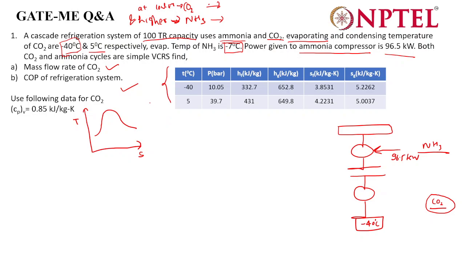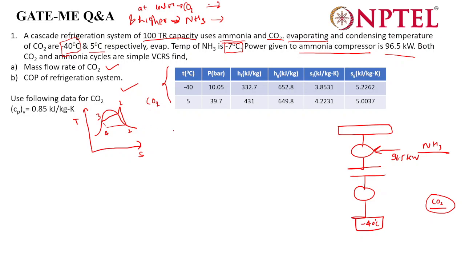So let's suppose we are making the VCRS cycle for CO2 first. So this cycle would be simple VCRS. So simple VCRS would be of this shape. This is 1, 2, 3, 4.